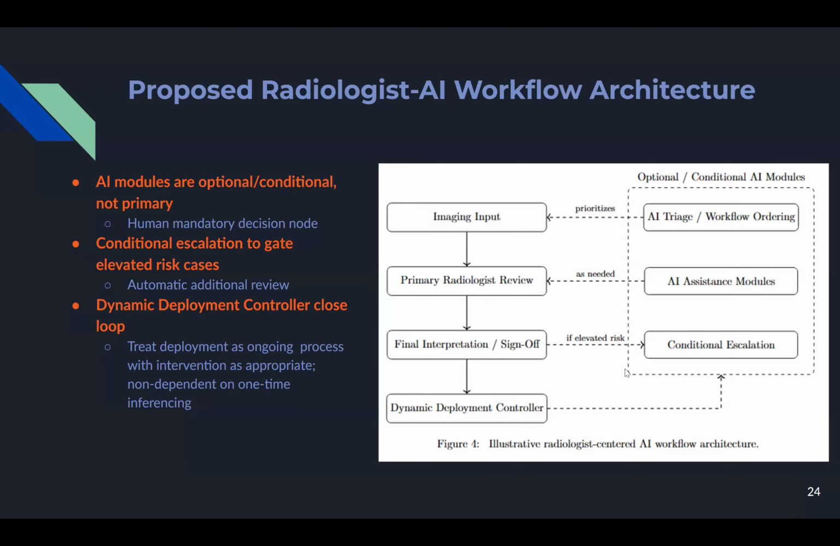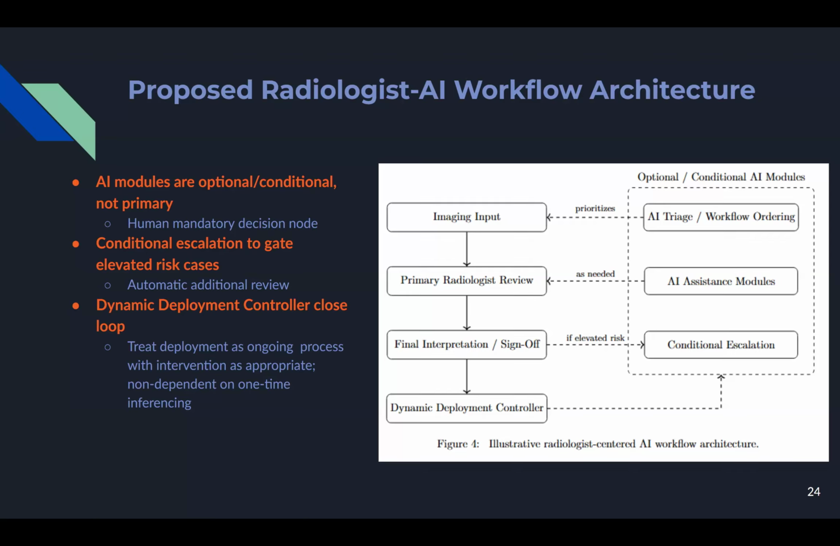So the ethical integration of artificial intelligence into radiology requires not only technical reliability and regulatory oversight, but also the sustainable incorporation into clinical workflow. So here what you're seeing in this diagram is the radiologist-centered AI workflow designed for safe and ethical integration of AI in radiology. The main idea is that AI acts only as a support system, while the radiologists still remain the primary decision makers throughout the process.